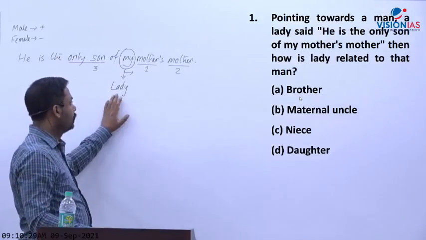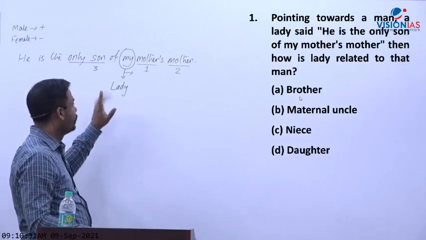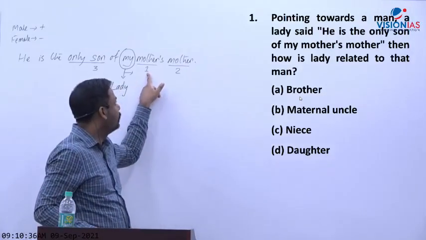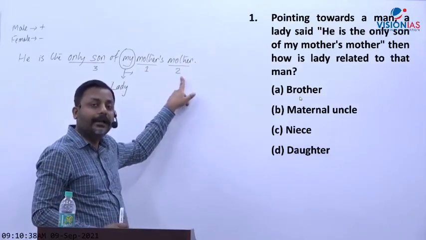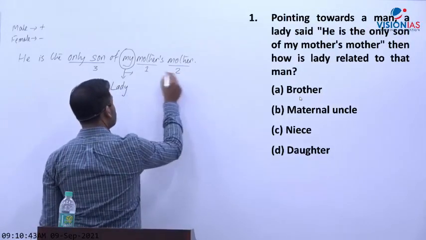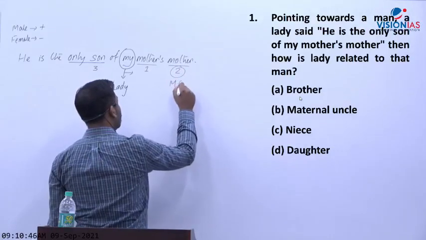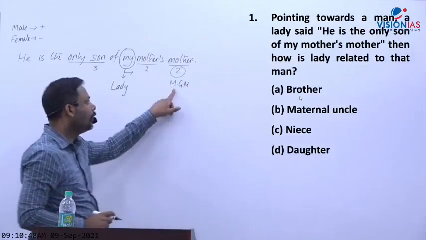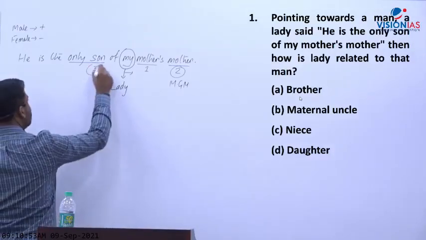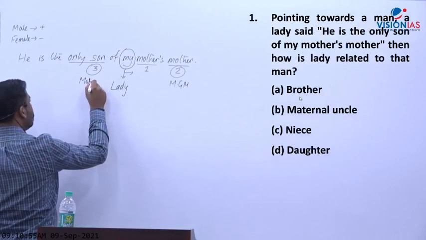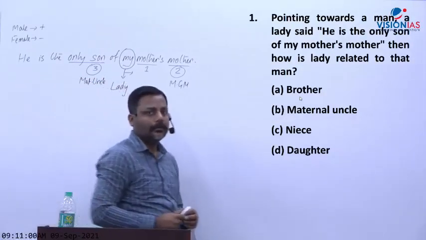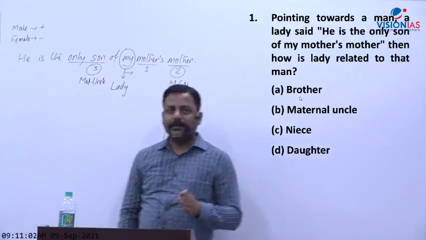Now let's make a chain of it. Lady's mother, and lady's mother's mother. Lady's mother's mother is maternal grandmother. So mother's mother is what? Maternal grandmother. Now, maternal grandmother's only son. Maternal grandmother's only son is maternal uncle, mother's brother.